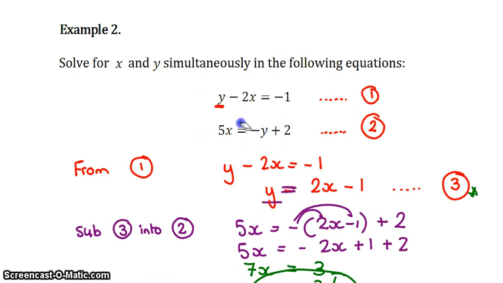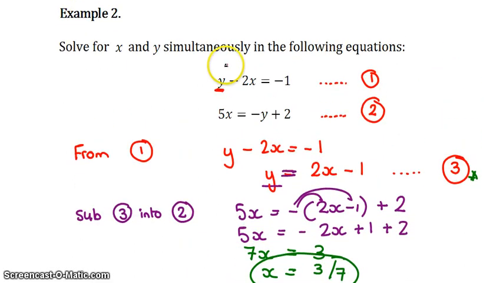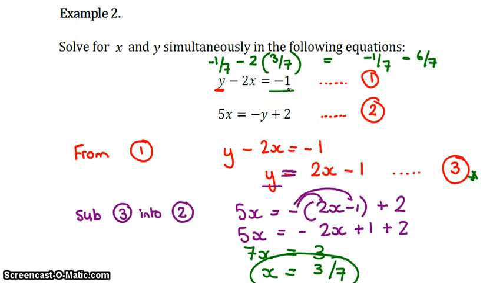I'm going to quickly check the first one. So y, we've just said, is negative 1/7. So does negative 1/7 minus 2 times 3/7 equal minus 1? Well, use your calculator. Let's quickly check. That's negative 1/7 minus 6/7, which if I use my calculator is minus 1. So they definitely work in that equation. I would then put them into this equation and check that the left-hand side equals the right-hand side. And then in an exam, you know that that's your 6 or 7 marks.